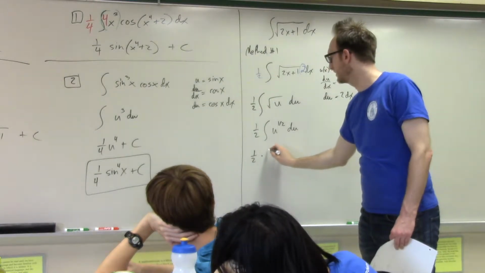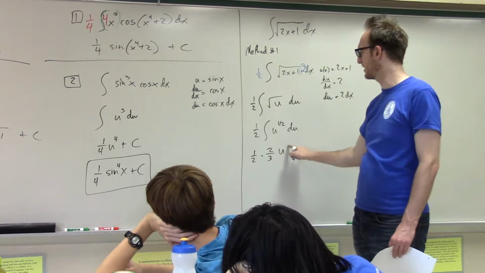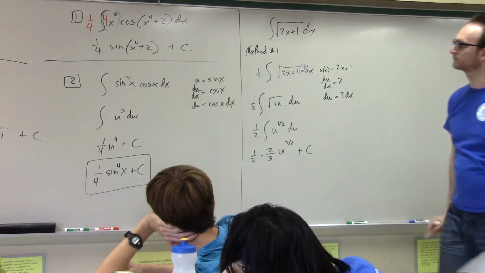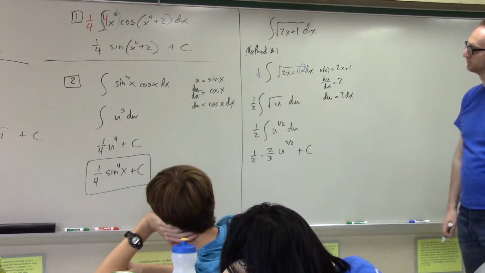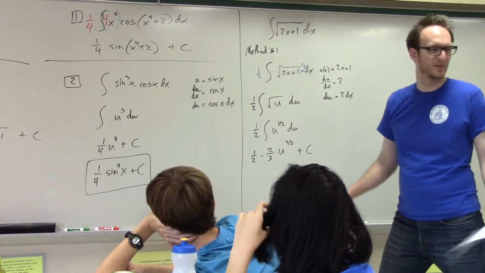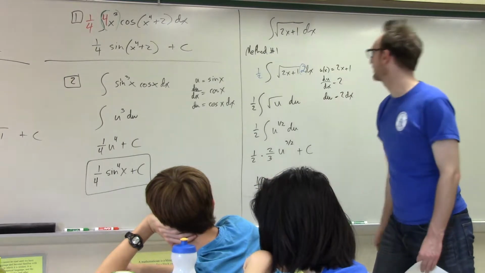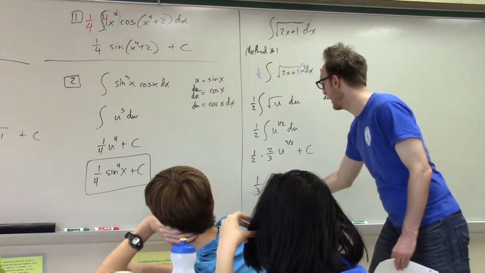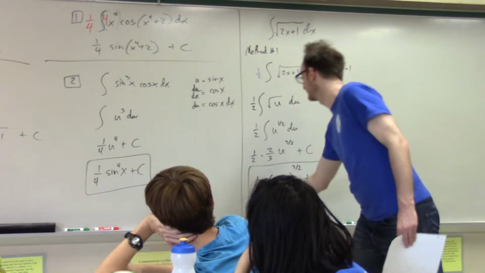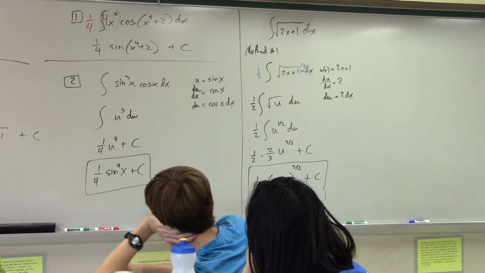Yeah, you go up a power to 3/2, and then you divide by 3/2. So it's going to be 2/3 u to the 3/2 plus c. And because c is just a constant, so it's like whatever. So the answer is 1/3 (2x plus 1) to the 3/2 plus c. And again, if you're skeptical, you can differentiate and just check to see if it works.